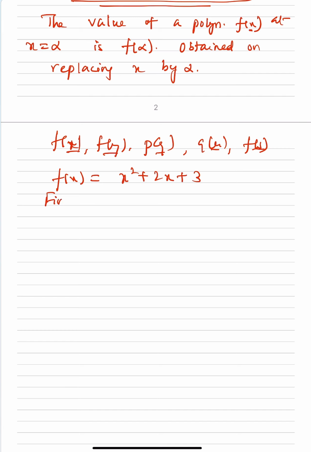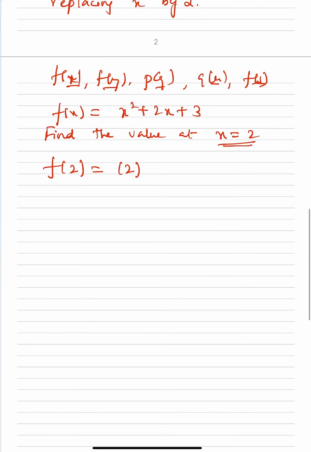If I say that find the value of the given polynomial at x is equal to 2, that means in the above polynomial, wherever x is given, you need to place 2. That is, we will write 2 because here also x was there. So f of x will be 2 square plus 2 into 2 plus 3. That is equal to 4 plus 4 plus 3. This is equal to 11. So f of 2 is equal to 11.